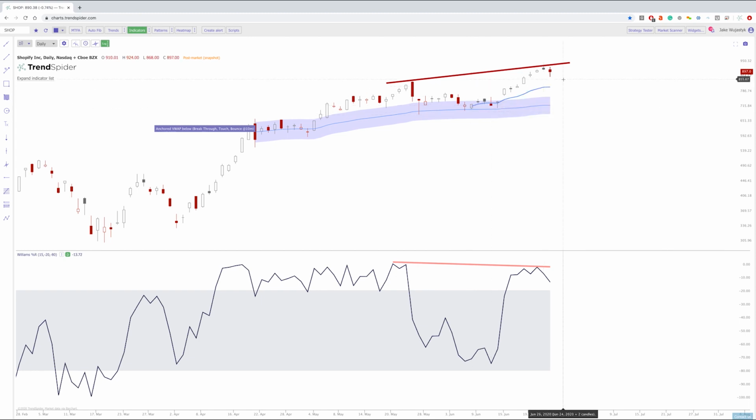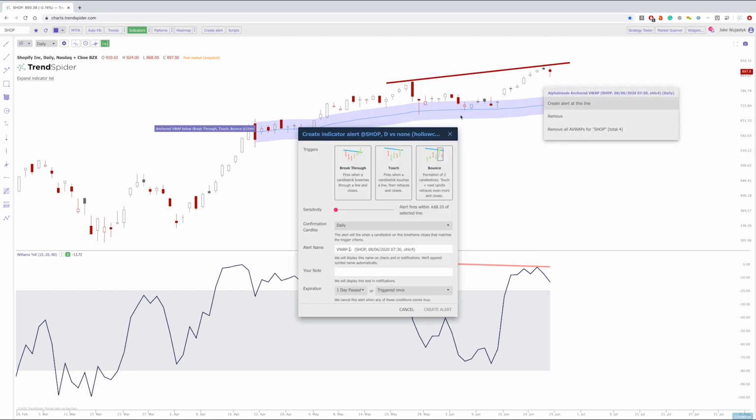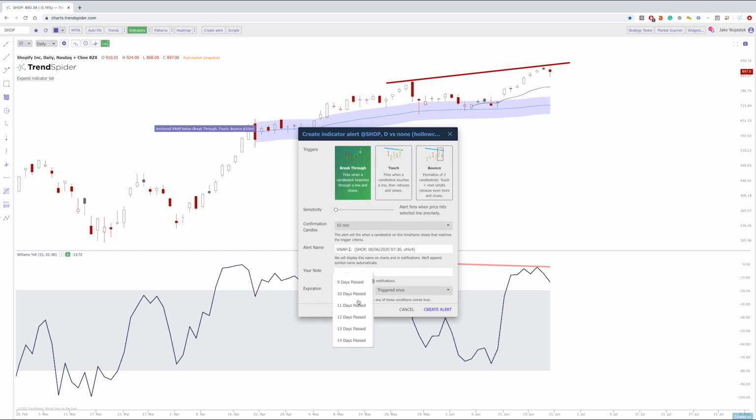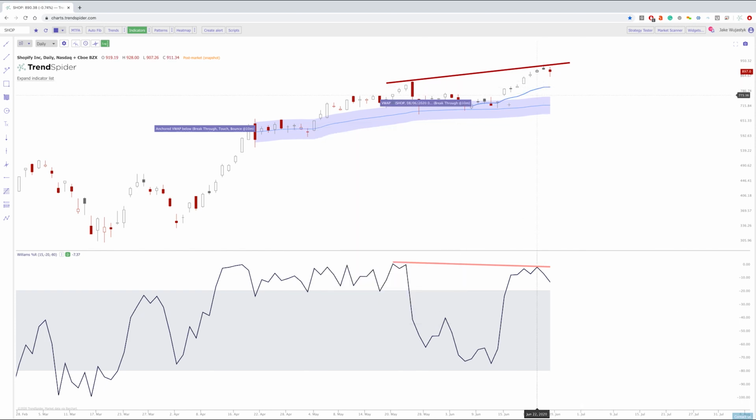Maybe we don't want to add any sensitivity. Maybe we just want an exact price hit here. We can go all the way to the left. Let us know when the price breaks down through this area. Same thing, 10-minute chart, 10 days have passed, and all of a sudden we now have 2 alerts. In case the first one breaks down, we have another one to catch us below. So that's an example of using the platform if you were maybe bearish rather than bullish.